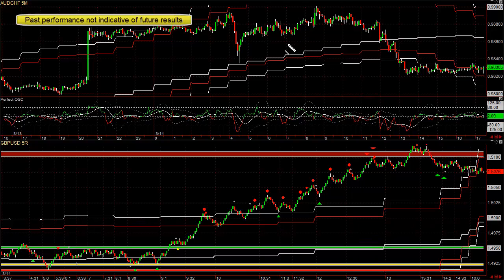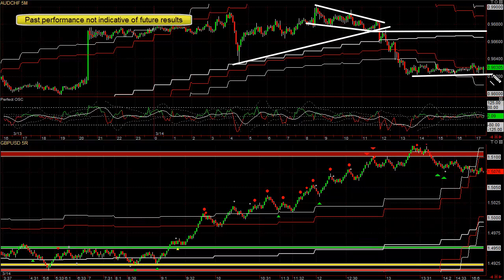The Australian Swiss, 11:30 to 12. You can kind of see it's in a little pennant formation here, with volatility getting smaller and smaller. It breaks out, and guess what? It fell from around 70 all the way down to 20, 50 pips.